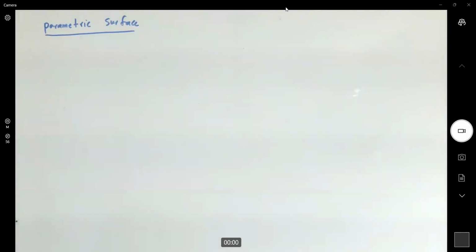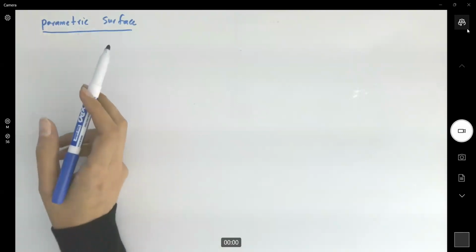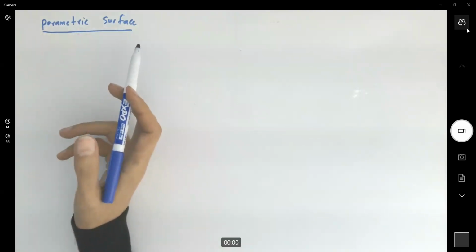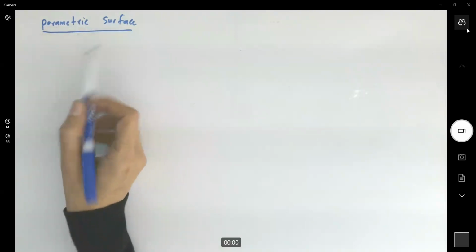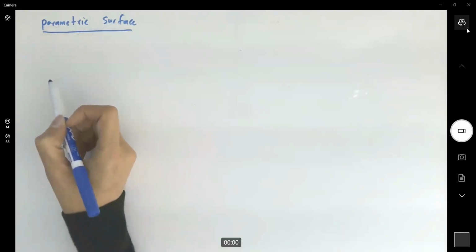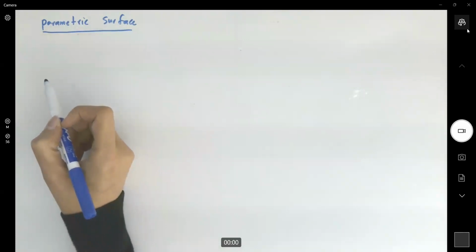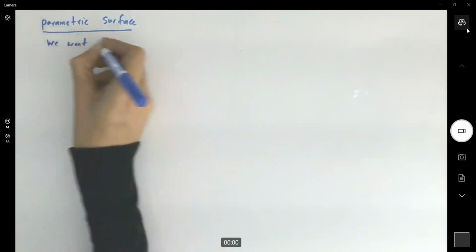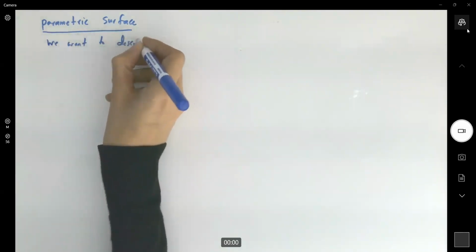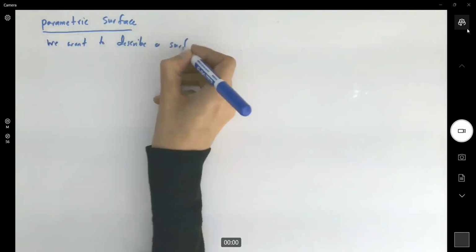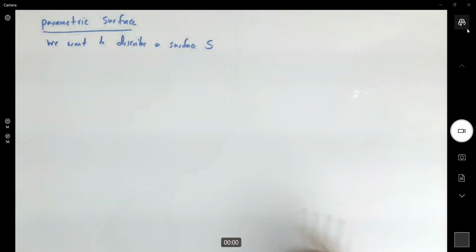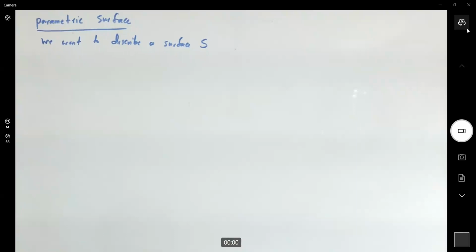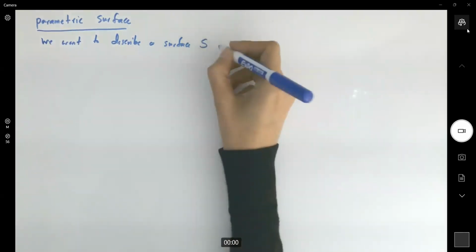So as you remember, we have curve in the space and we use some vectors to define those curves. It's going to be the same thing when we're dealing with a surface. We want to describe a surface like S using parameters.